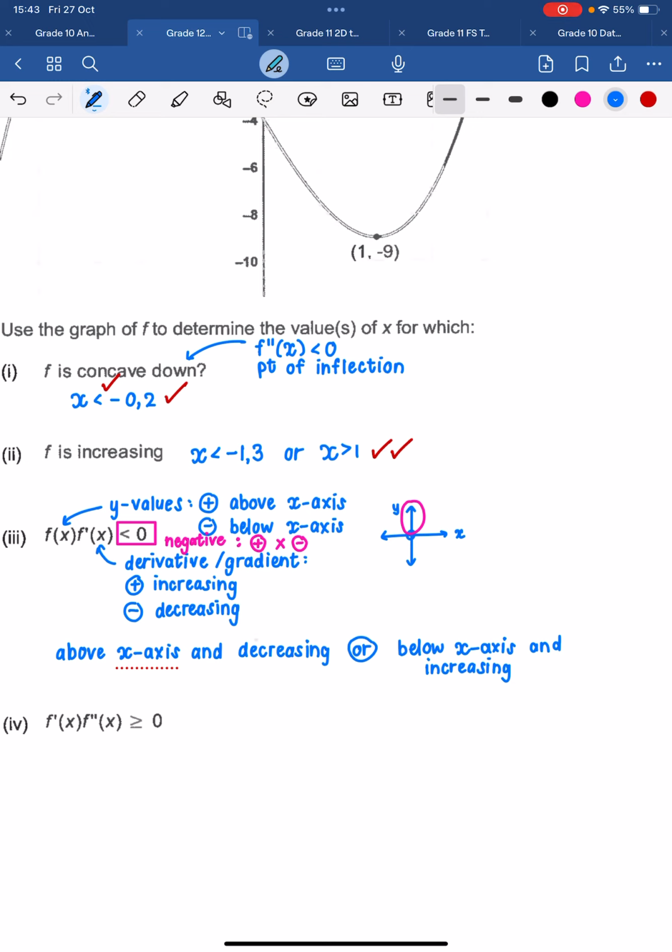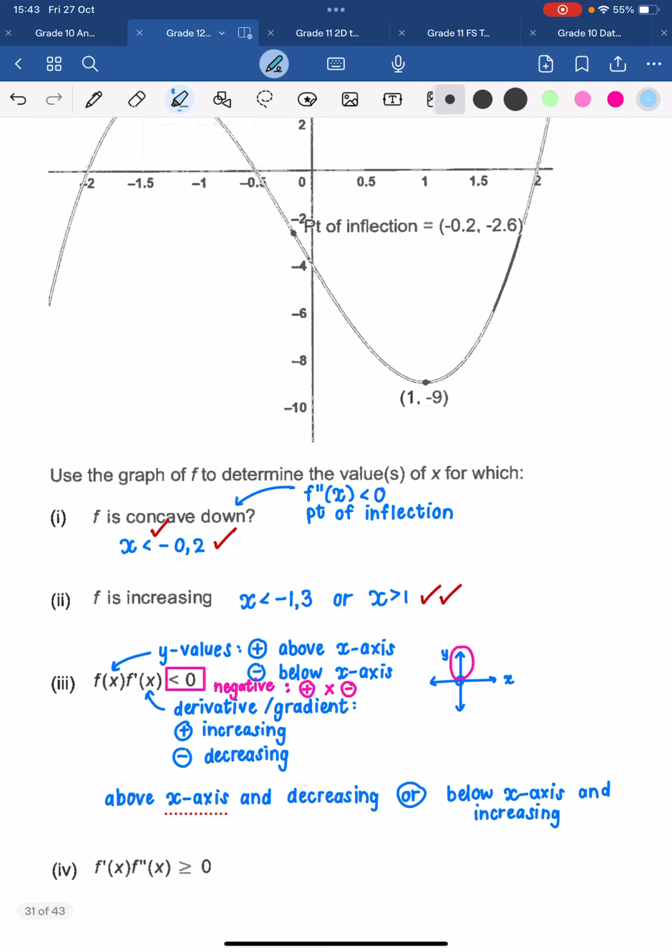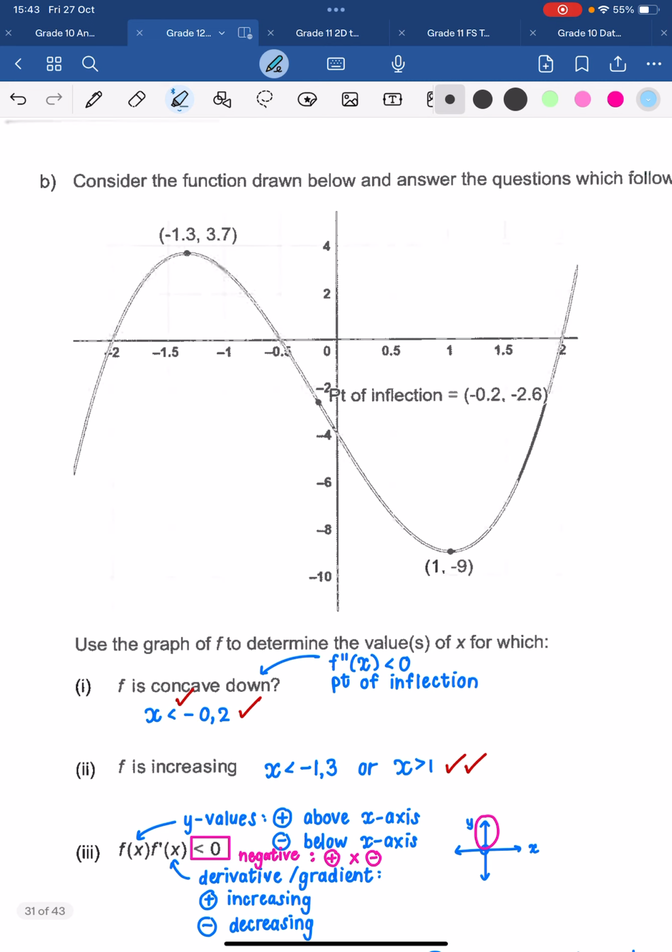Let's quickly see on the graph, can we find a place, and I'm going to use my highlighter to highlight those sections. Can we find a place where the graph is both above the x-axis and decreasing at the same time? Let's go from left to right. Here the graph is below the x-axis. I'm not looking for that. Here the graph is above the x-axis, but it's also increasing. If it's above the x-axis, y is positive. If it's increasing, the gradient is also positive. If you multiply those two together, that's not going to work.